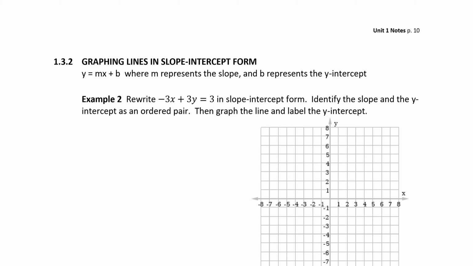We have learned how to graph a line in standard form by plotting the x and y intercepts. In section 1.3.2, we'll learn how to graph lines in slope-intercept form. Before we talk about slope-intercept form, let's review the concept of slope. Remember, slope is the ratio of rise to run.